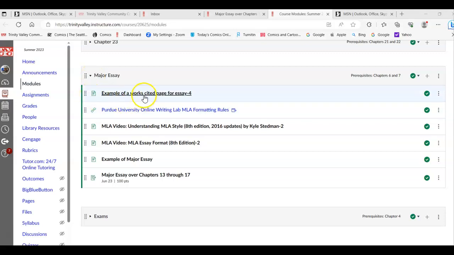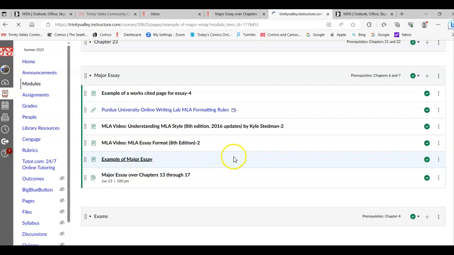I do have for you examples of a works cited page, an example of a major essay. I also have for you links to the Purdue Writing Lab that talks about MLA formatting rules. I also have details about MLA style in a couple of little videos here that go over those details for you. It says the 8th edition. We're actually up to the 9th edition for MLA, but there's really not a significant difference between the two. So I just left it with the 8th.